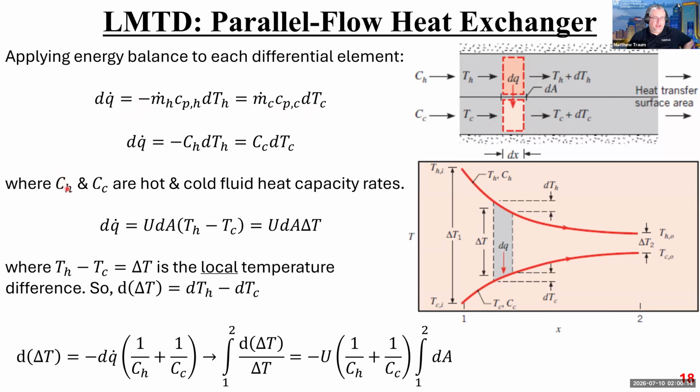Capital C_H and capital C_C are the hot and cold fluid heat capacity rates, right? So it's just m dot cp. M dot lowercase cp is equal to uppercase C. So this is just the law of conservation of chalk. I normally don't do this, but the derivation given in the book does it and propagates it all the way through. So I'm going to keep it just to avoid confusion.